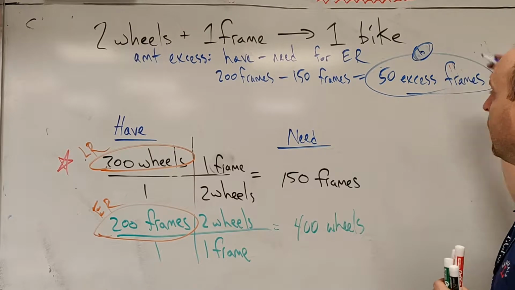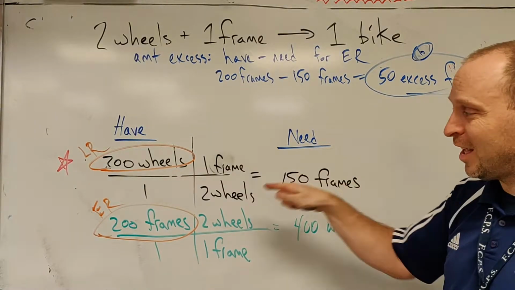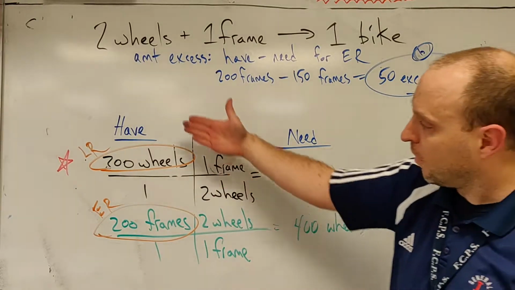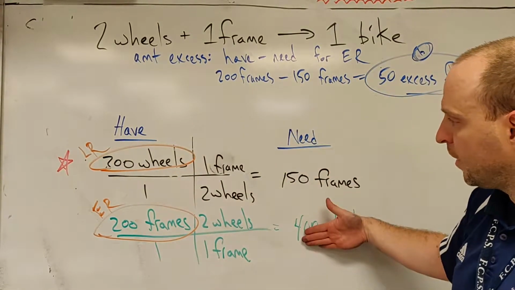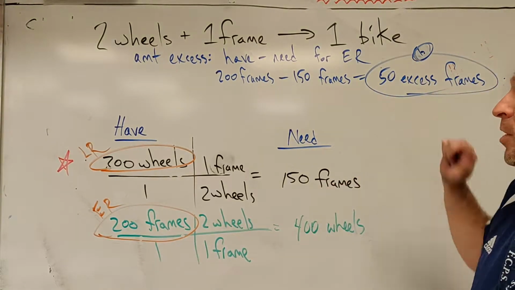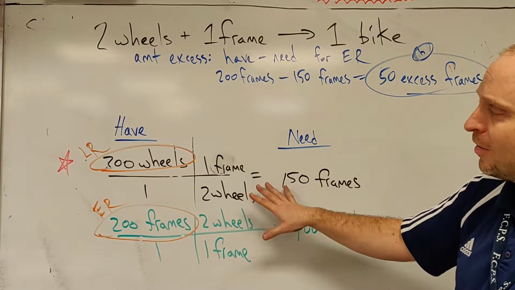All right? So I think that this is critical. Setting things up in this way allows anybody to walk up and see what happened. This is what I have. This is what I need. This is what I have extra of. The difference between them is how much extra I have. Anybody can look at this and see it.